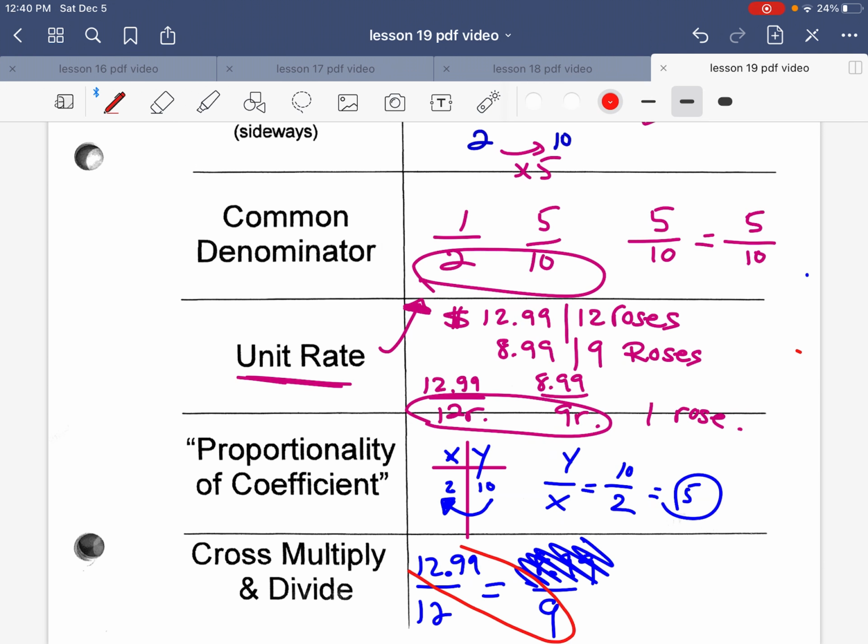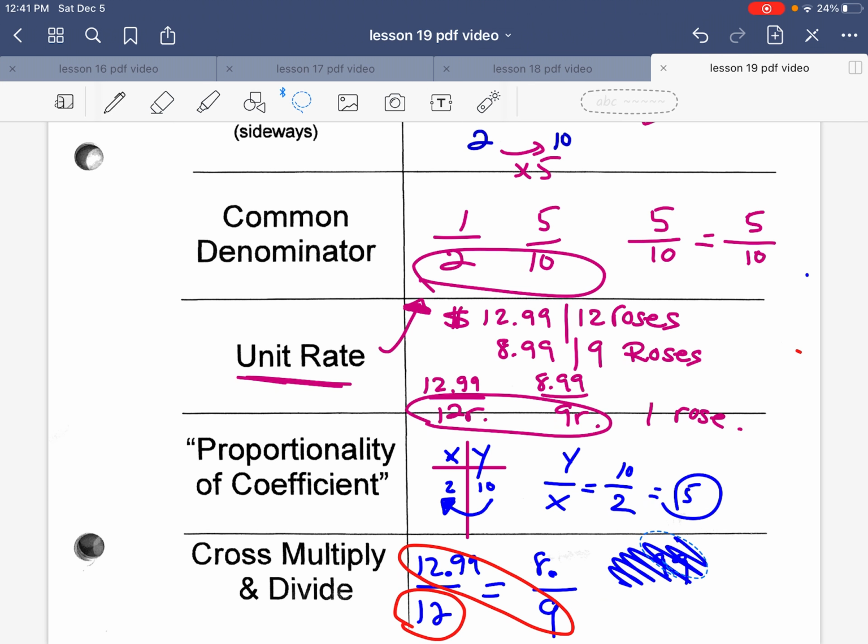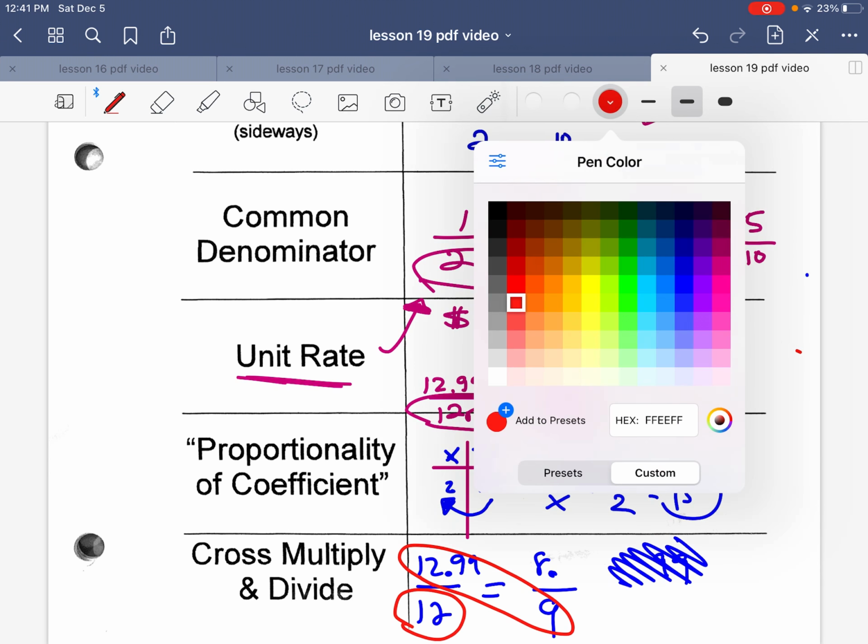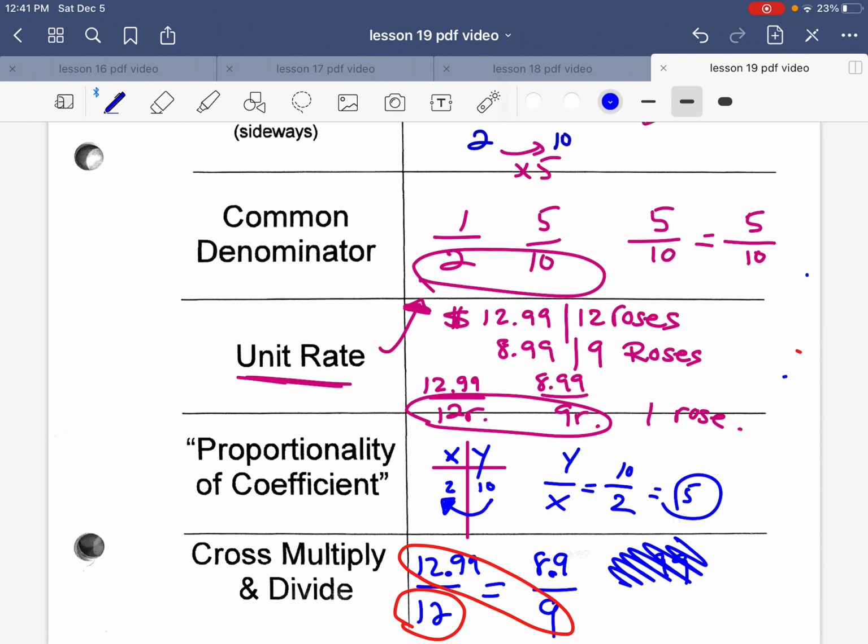this trick, cross multiply them, multiply those two, right? So this times this here, and then you divide by your leftover number. If it doesn't give you that $8.99 that's underneath there, then therefore it's not proportional. So cross multiplying and dividing is one of those things where we use a lot of that concept.